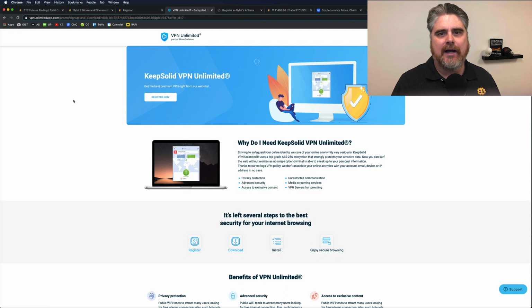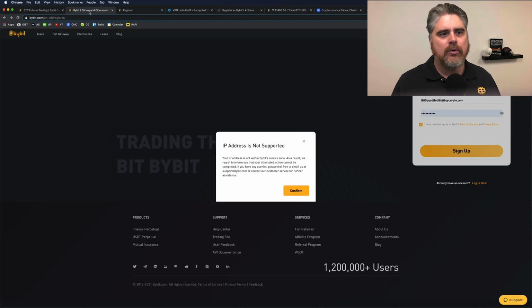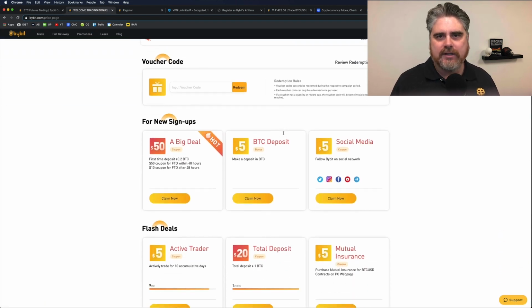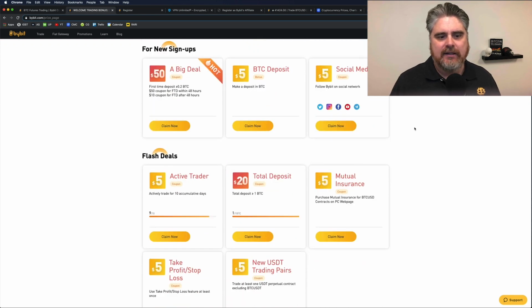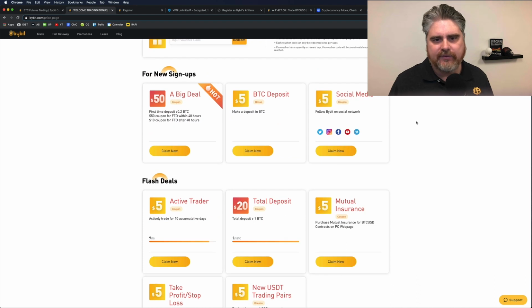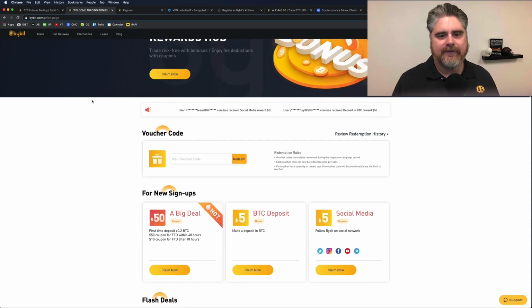I'm connected right now. One thing you're going to have to do once you sign up is you're going to want to head on over to the Rewards Hub. So you can get there by going up to the top and going to Promotions and then Rewards Hub. So once you sign up, they've got all kinds of deposit bonuses and things like that. You can get $5, very easy for doing a lot of different tasks. You can also get a deposit bonus on your first time deposit up to $50.